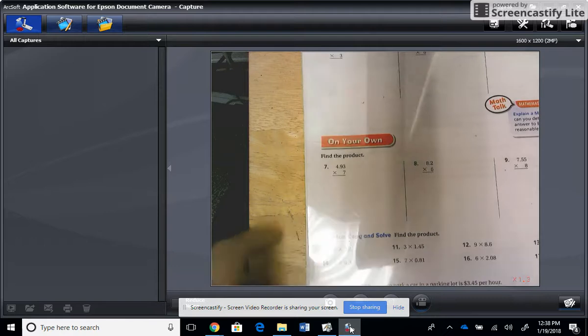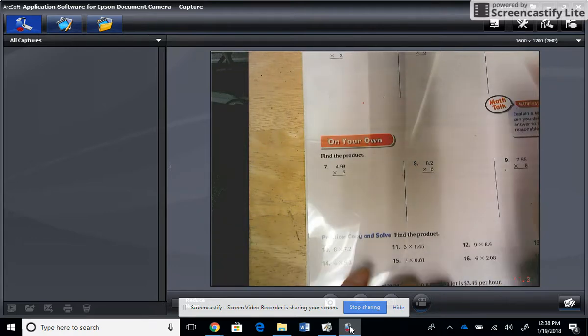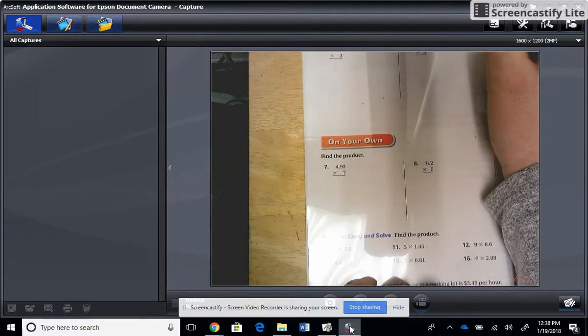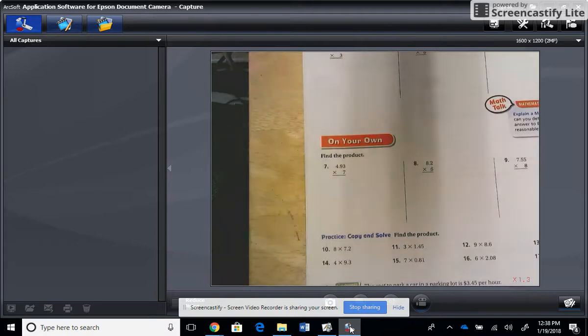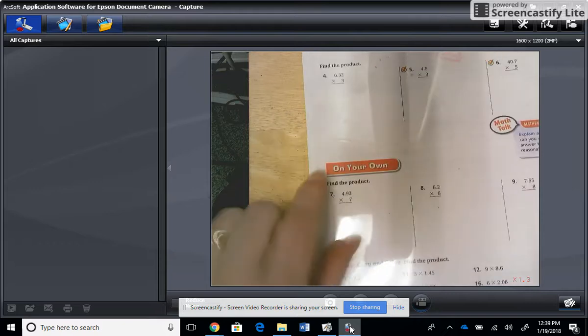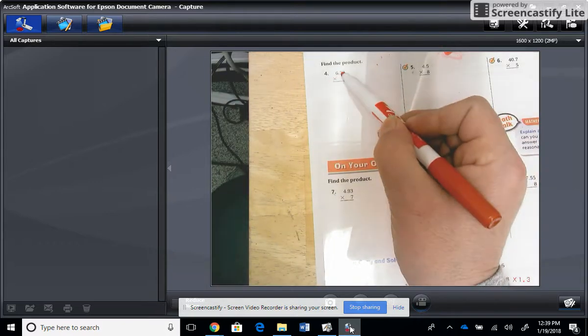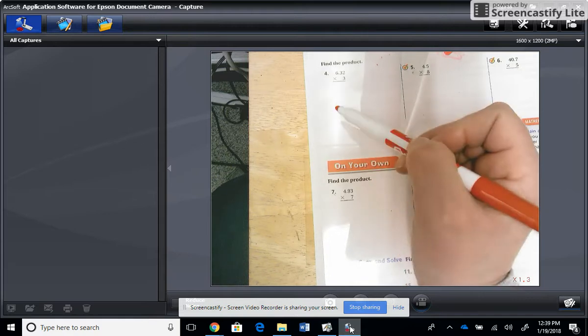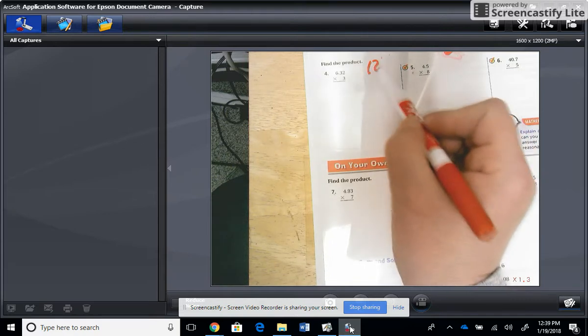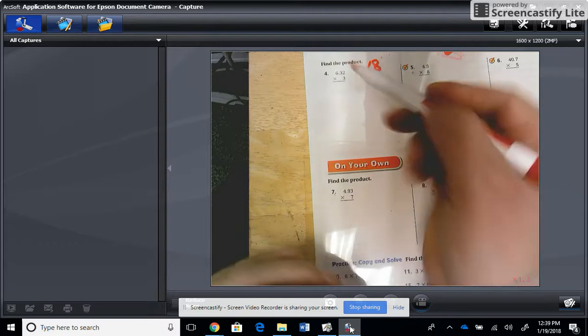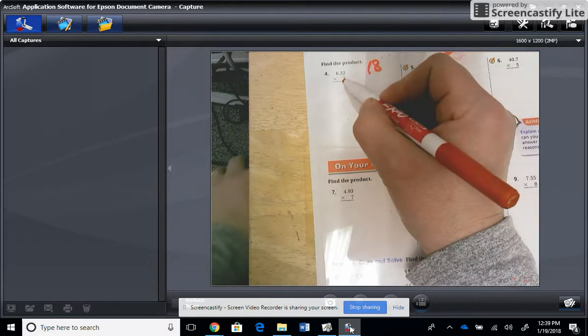Here you're finding the product. So what I want you to do, first of all, estimate. I have the sheet backwards. I want you to estimate. So quickly, the 3 is not going to change the 6. So it's 6 times 3. So it's 18 whole.